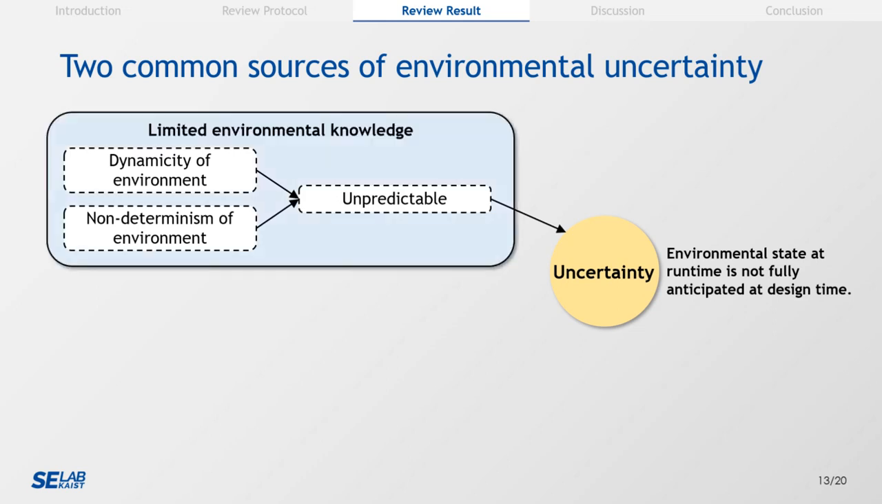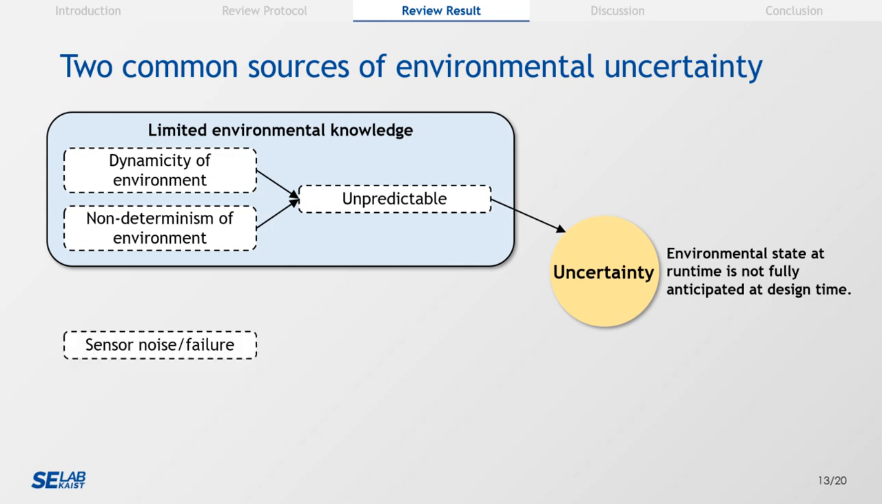These reasons are commonly related to the fact that engineers have limited knowledge about the environment. Therefore, we could say limited environmental knowledge is one common source of environmental uncertainty.